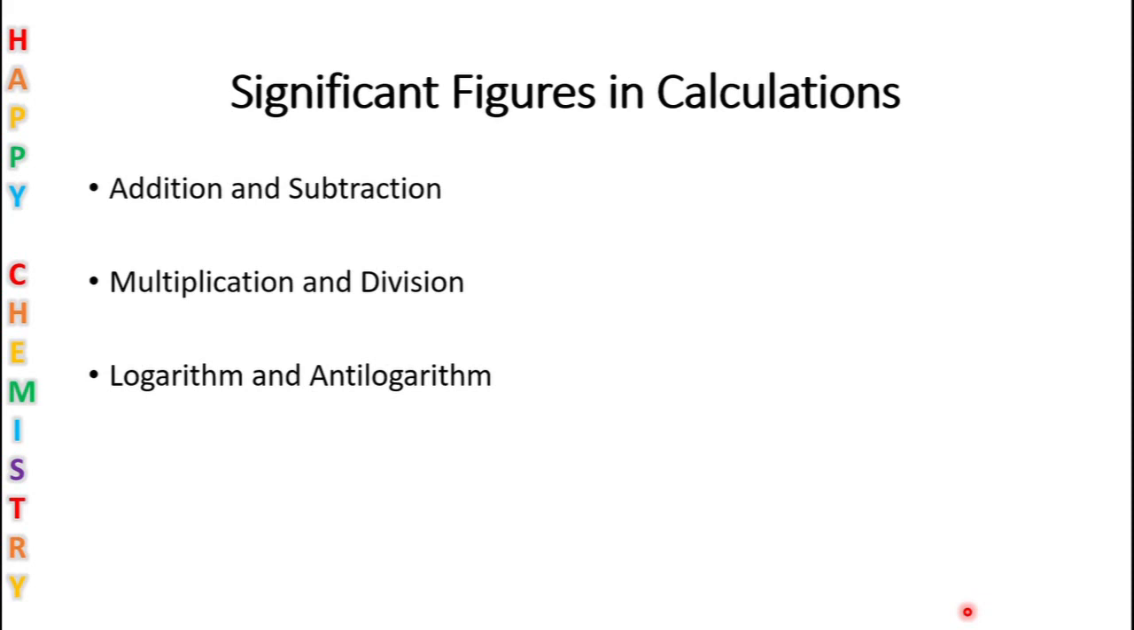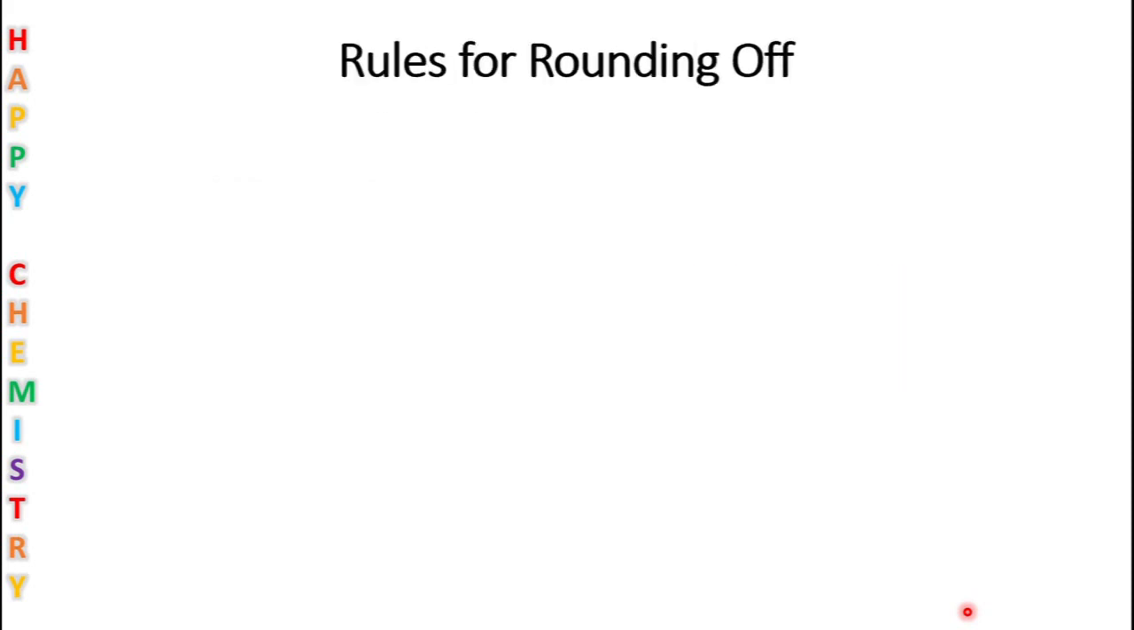It is important in all types of arithmetic functions to decide the final accurate answer. This is rounding off. So now we will see what are the rules for rounding off. For this, first you need to decide how many significant figures are desired.